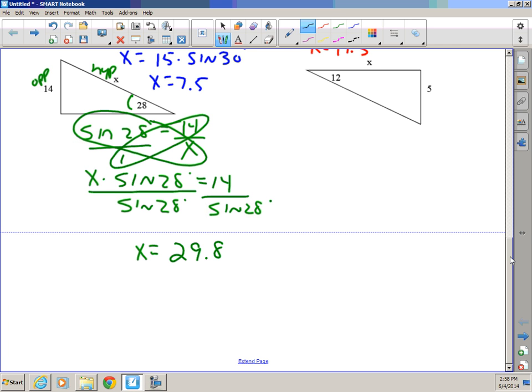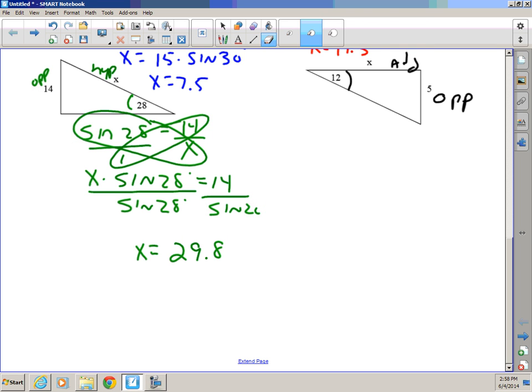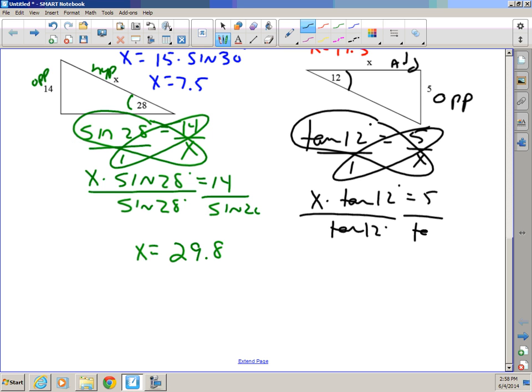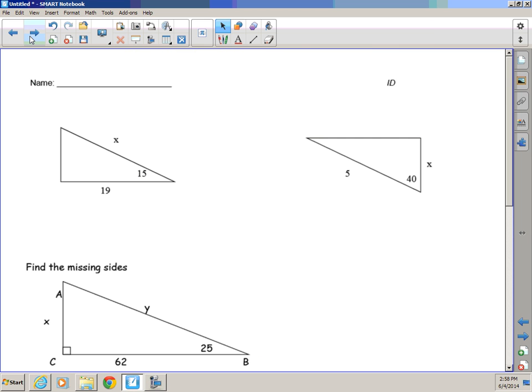And then the next one, starting at this angle, we have opposite, adjacent, the tangent of 12 is equal to 5 over x. So since that variable is in the denominator, we're going to have to do an extra step of cross multiplying and then dividing. And we get x to be 23.5. Okay, continuing on to the next page.